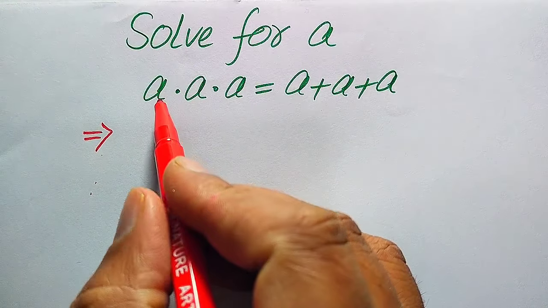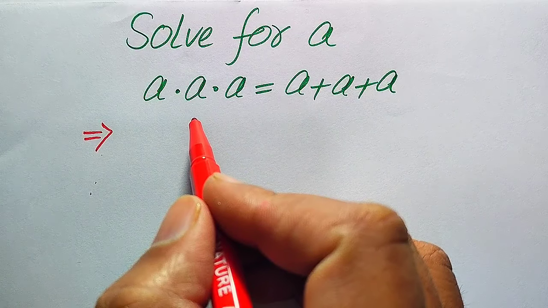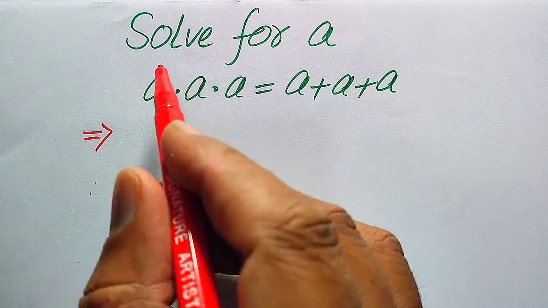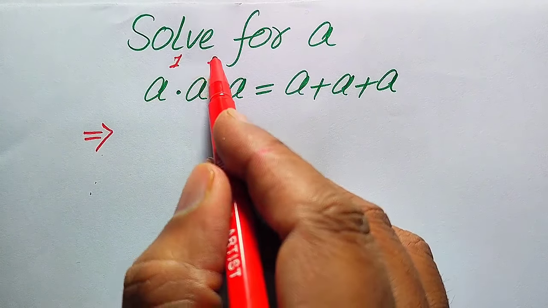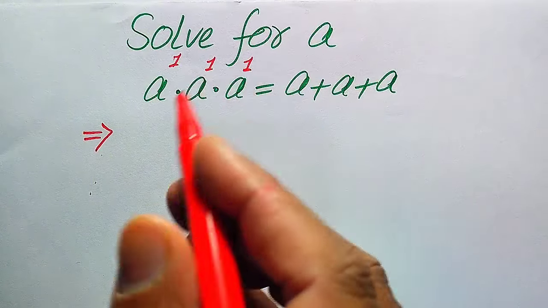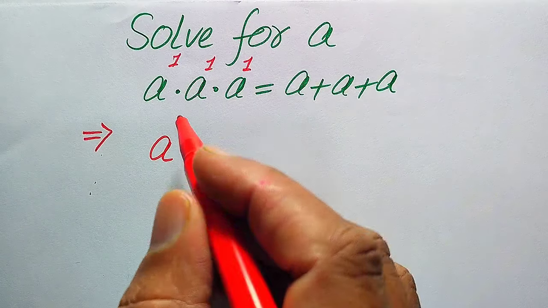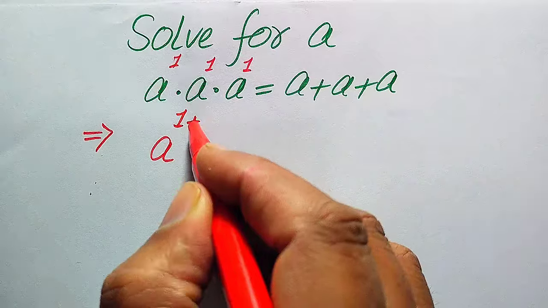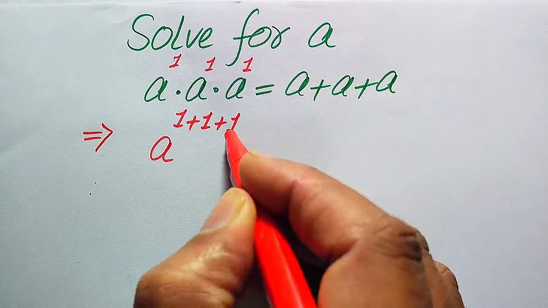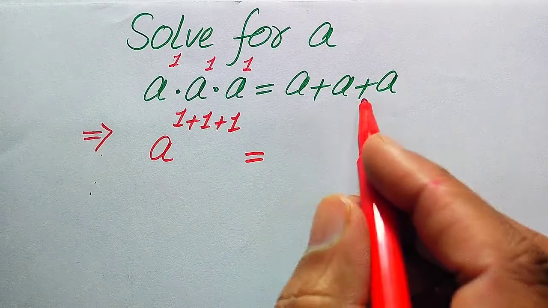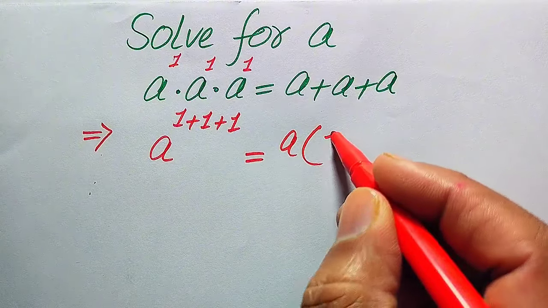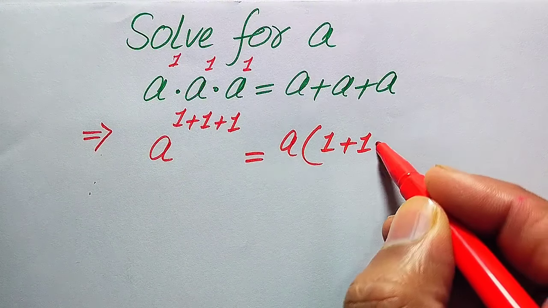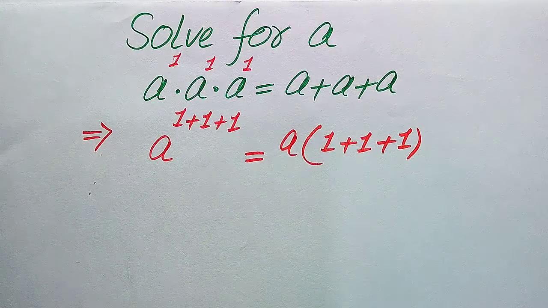And now first you see here in the left hand side, these are the same terms multiplied three times, and the exponent of each of these three terms is 1, and we use the exponent rule, and we can add the exponents of all of these terms, and we write it this way. Similarly, in the right hand side we need to take common a from here, and when we take common a we get the remaining values 1 plus 1 plus 1.